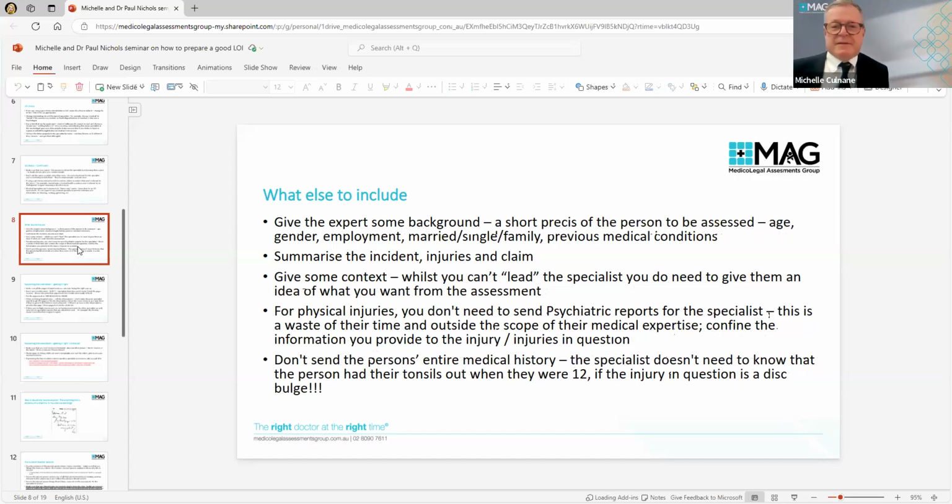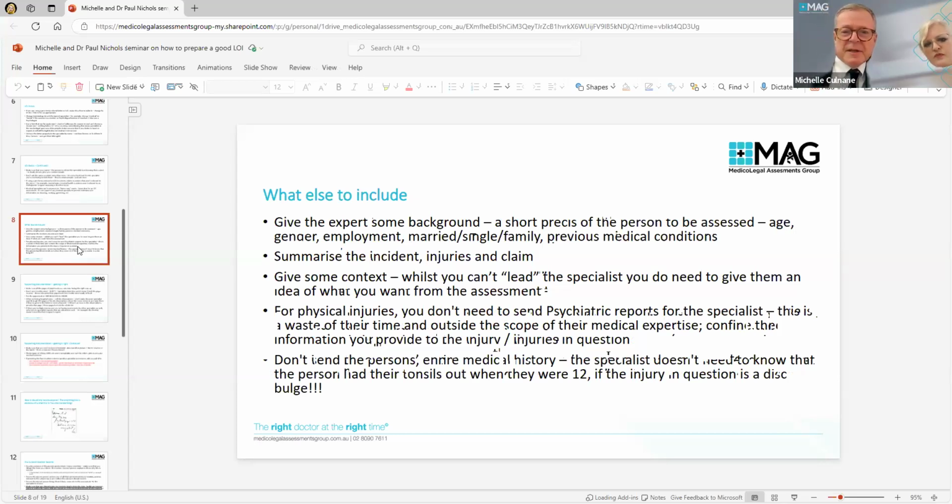Just assess the case and find out as much about the case as you can, so that I'm in the right frame of mind when I see the patient. I know that they're a mother, or I know that they're elderly or whatever, and I'm ready to ask the right questions. And summarise the incident, the injuries and the claims. So I've got some idea, was it a car accident, was it a work injury, was it a head injury, or was the dental problem secondary to some other major injury.